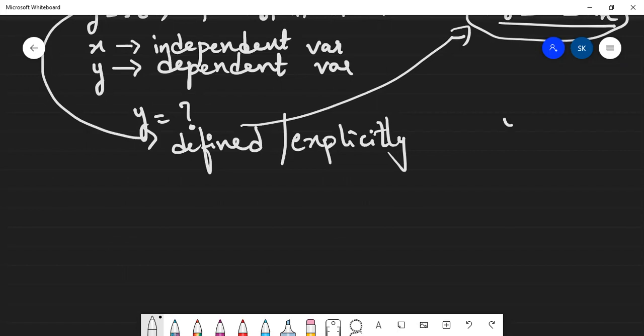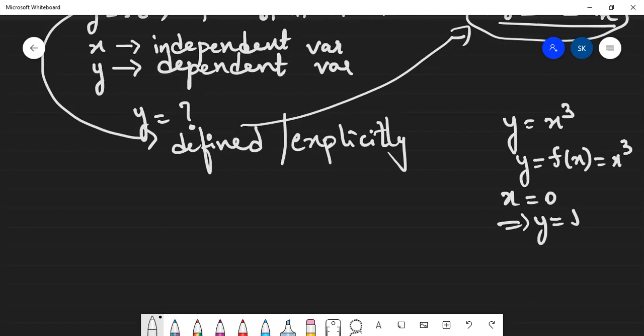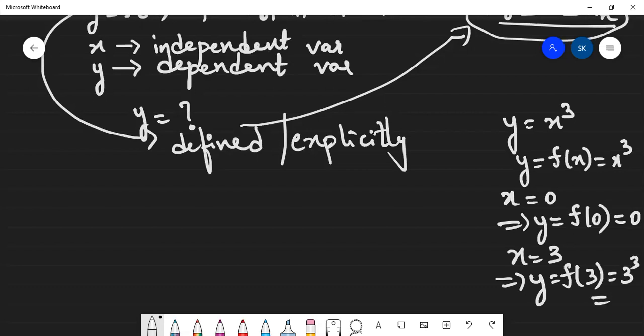Suppose you have y equal to x cube. I know the function y equal to f of x is nothing but x cube. I keep on giving values: for x equal to 0, y equal to f of 0, that is 0 power 3, which is 0. If x equal to 3, then y equal to f of 3, that means 3 cube. I know my answer. But if this function is not explicitly known, what do I know?